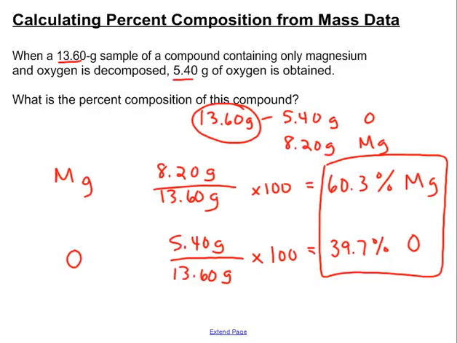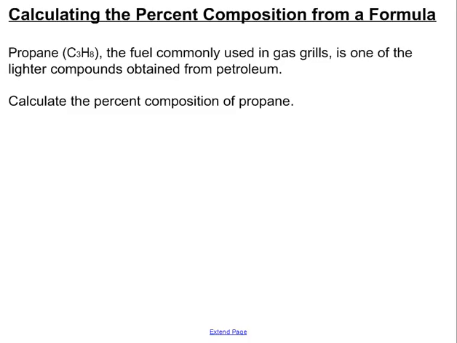You were given the individual masses of the elements to start. The second approach, all you'll be given is a chemical formula. Propane, C3H8, is the fuel commonly used in gas grills. It is one of the lighter compounds obtained from petroleum. Calculate the percent composition of propane.